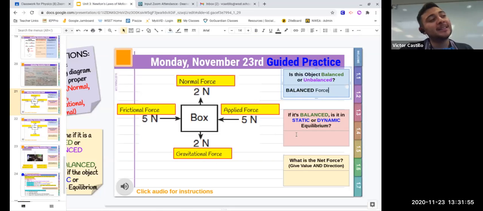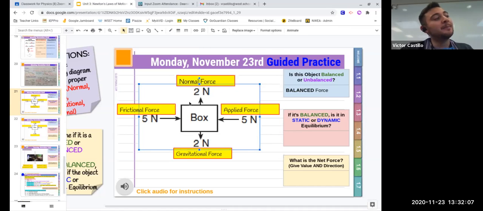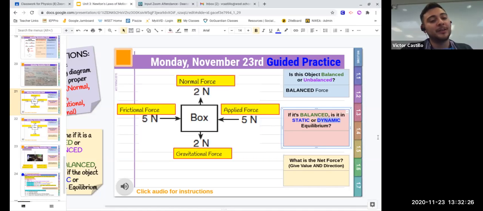Now, since it's a balanced force, is it in static or is it in dynamic equilibrium? Since we know they're all equal, it's all balanced, look at this box, look at the image. Does this image suggest that the box is moving or that the box is at rest? Remember, it's static if it's at rest, it's dynamic if it's moving. For the most part, it is considered static equilibrium because the object is at rest.